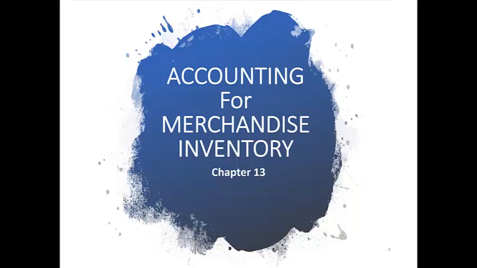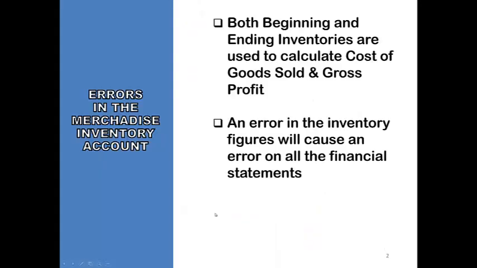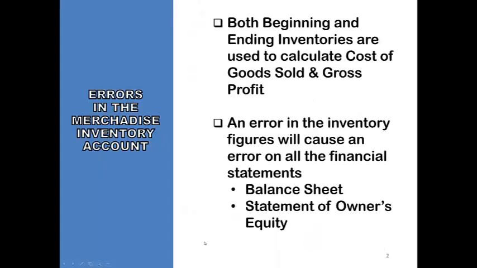In Chapter 13, we're going to learn how to account for merchandise inventory. Accounting for inventory accurately is very important because errors in the inventory are going to cause errors in your financial statements. Since we use the beginning and ending inventories to calculate cost of goods sold, and then cost of goods sold is used to calculate gross profit, an error in one of those is going to cause an error on all of our financial statements.